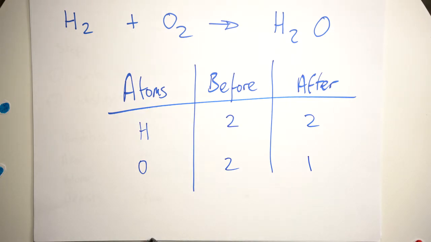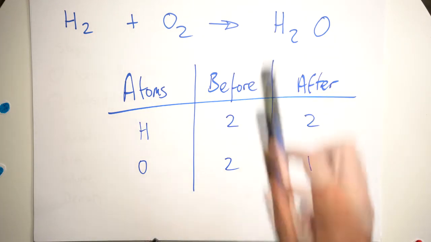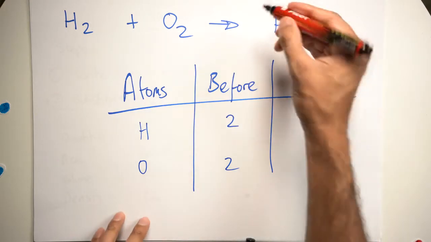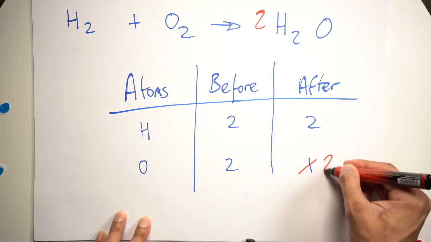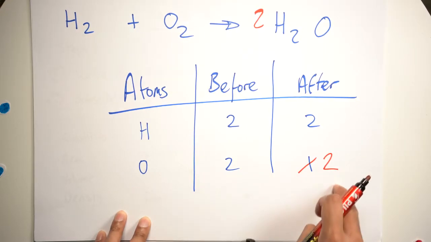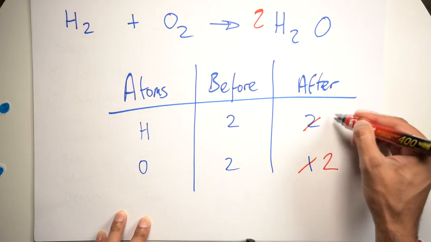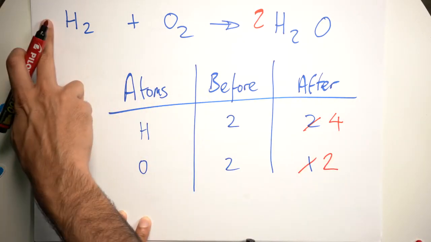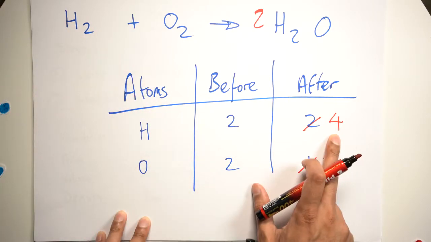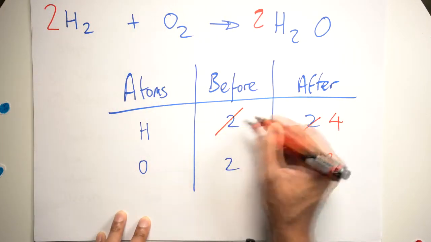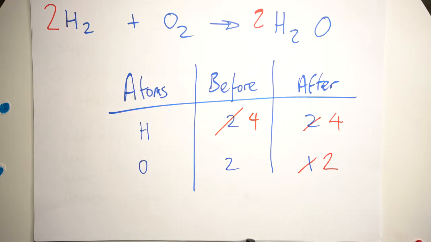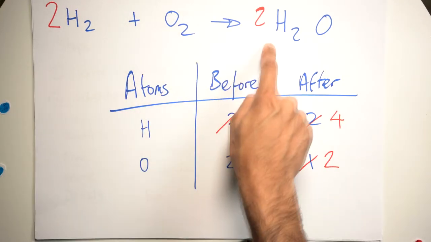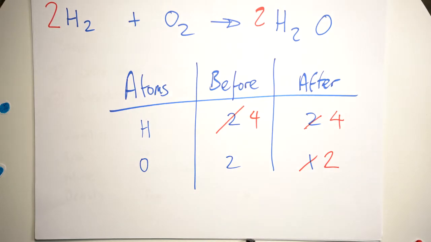So what I'm going to do is I'm going to increase the amount of this. Now the reason why I do this is because this is going to make that into a 2, balancing out the oxygens. However, it does mess up this, make it into a 4. So what do I do? Well, I need something times 2 to give me 4, and that's going to be a 2. So now it's balanced, okay? So 4 before and after for hydrogen, 2 before and after for oxygen. 2H2 plus O2 gives you 2H2O. So that's the other way how to figure it out.